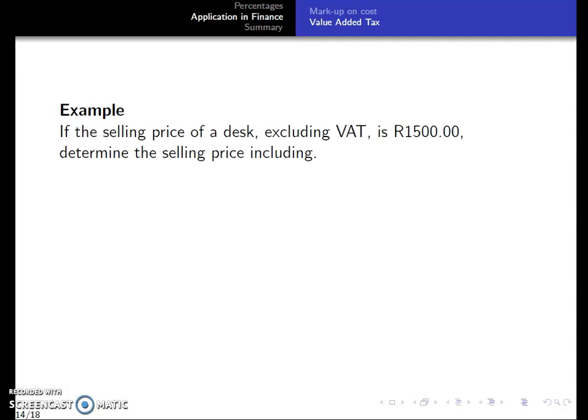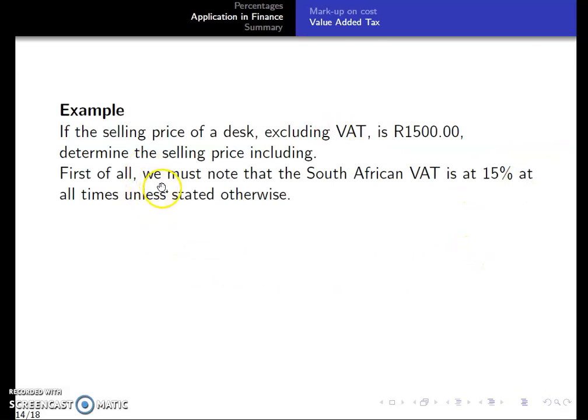So let's take for an example: if the selling price excluding VAT is 1,500, determine the selling price including VAT. Now, 1,500 excluding means VAT has not yet been added, and therefore the first thing we need to note is that in South Africa we use 15% as our VAT. All the time when we talk about VAT, we always use 15%. No other percentage should be used.